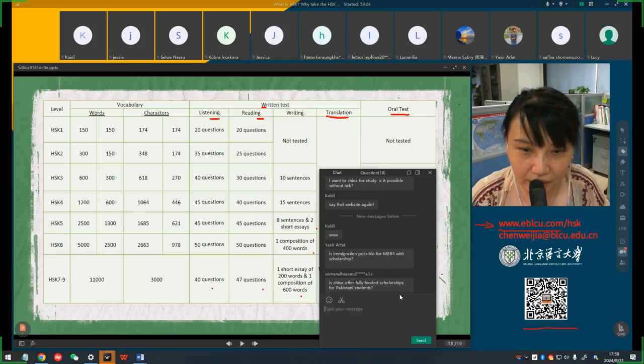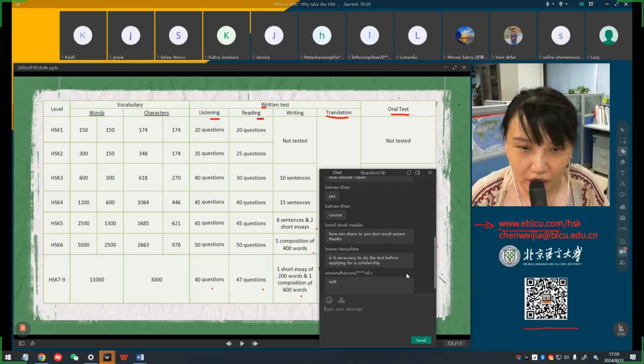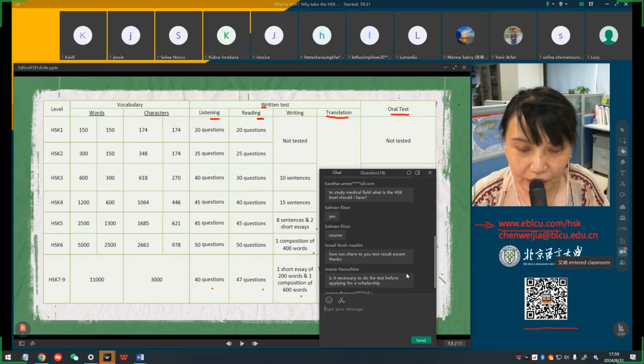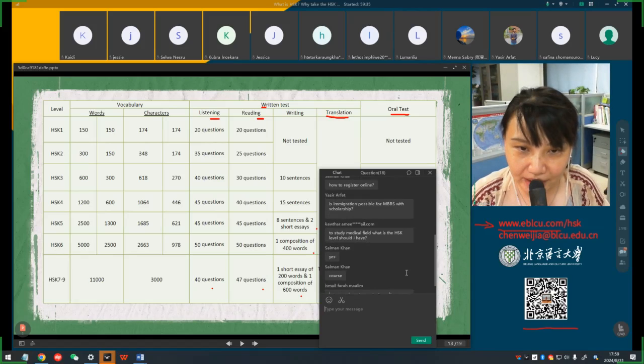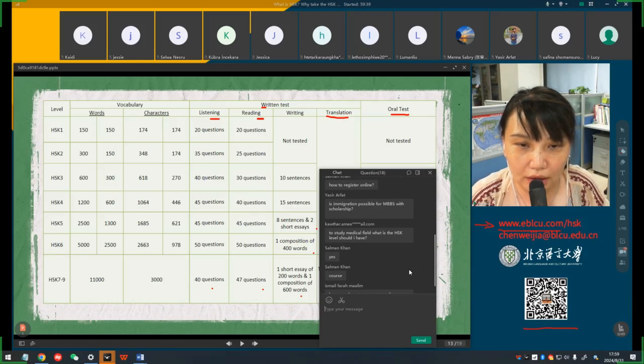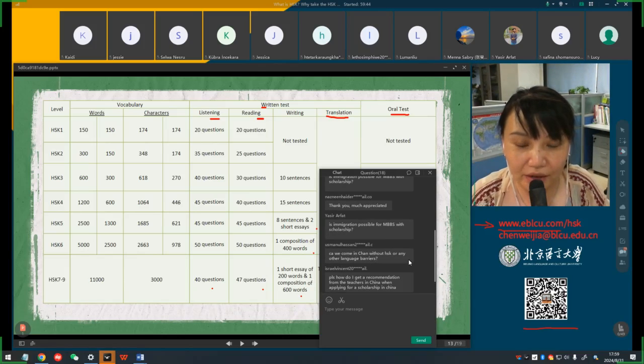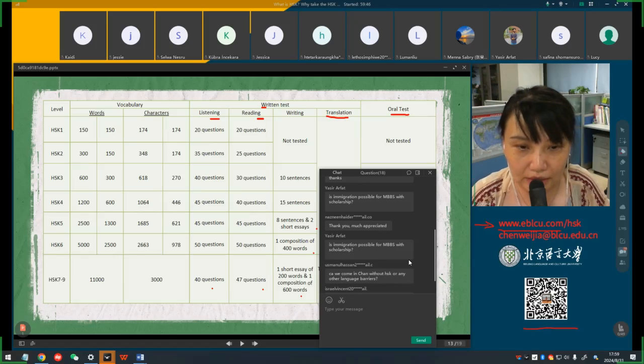I know you have a few questions about scholarships. That really depends on the university that offers the course. So you need to check the details of the course requirements.